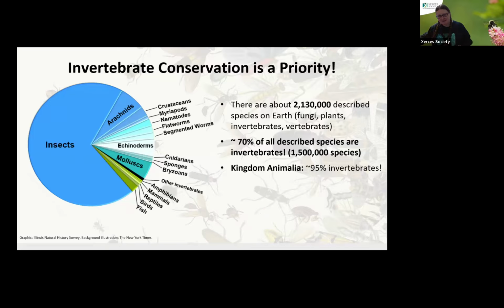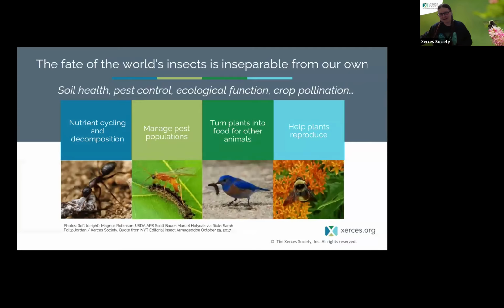And when we take a deep dive a little later into those profiles, you'll learn a lot more about the diversity in different insect groups, how to find them, how to identify them, and what they do in our landscape. And the fate of the world's insects is really inseparable from our own. They provide so many services, contributing to soil health in many different ways. Ecological pest control, crop pollination. Here are a few examples: nutrient cycling and decomposition.